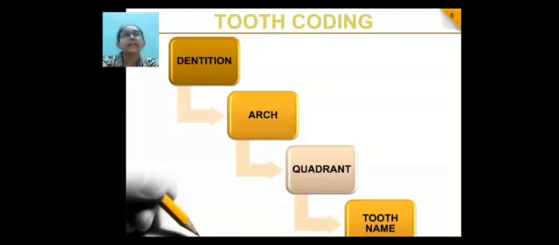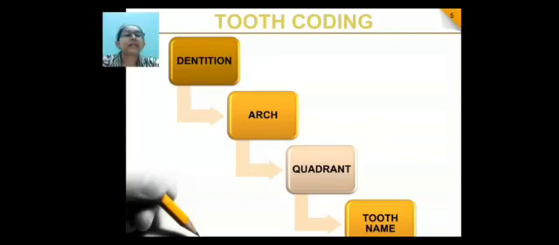Now whenever we are identifying a tooth and naming a tooth, we need to have a specific pattern which has to be followed. That is, it is followed in this format: dentition, arch, quadrant, and tooth name. So whenever you are going to identify a tooth, we first of all identify the dentition, whether it is a primary dentition or a permanent dentition. Then we name the arch, that is whether it is a maxillary or mandibular arch. Then comes the quadrant, that is right or left side, and then the tooth name.